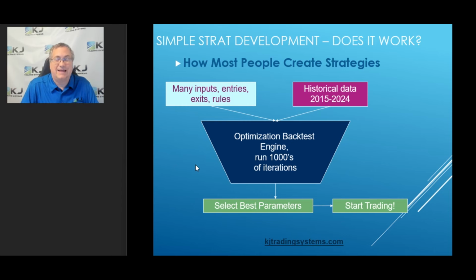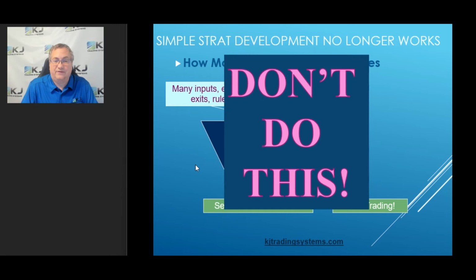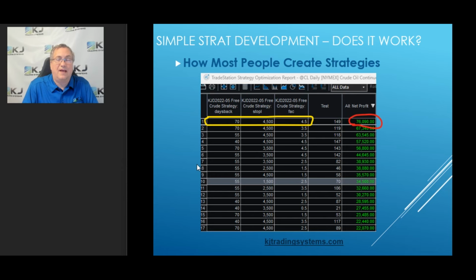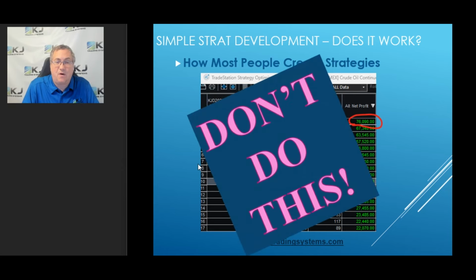The problem is that usually falls apart in real time. Optimized results almost never work in real time. You've got to realize that. So don't do this. Don't have 150 million iterations in your backtest. Doesn't work. Don't select the best optimization result. It doesn't work. And if you don't do those things, well, hey, you're already on your road to making successful algos.